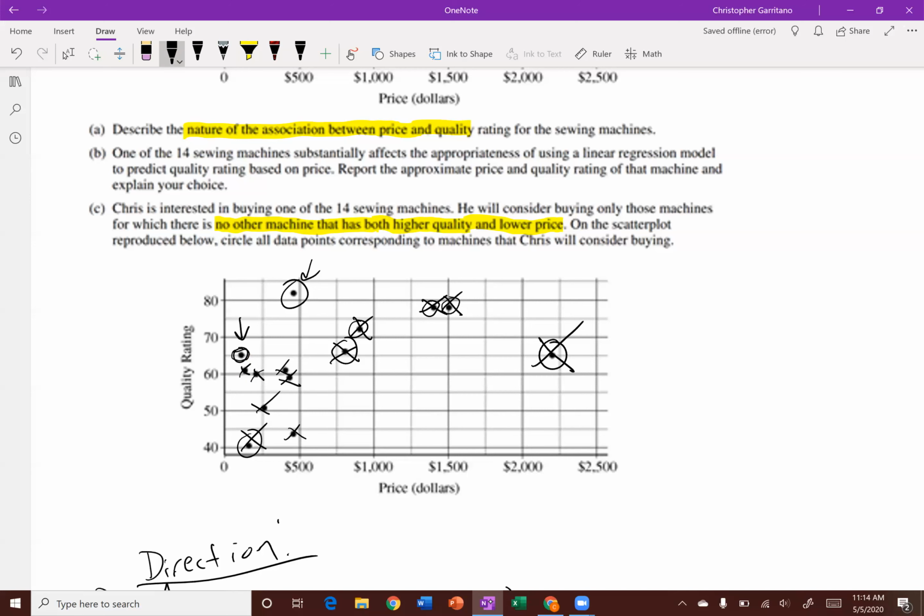Okay, so there are only these two points, actually, that satisfy the condition, that there are no other machines that have both higher quality and lower price. All right, so these would be your two answers. And there's really no justification required for this part C. Simply circle the two points that satisfy the condition. All right, ladies and gentlemen, just as a recap, please make sure that you're answering in context. Please make sure that you are justifying your responses using the information given to you.